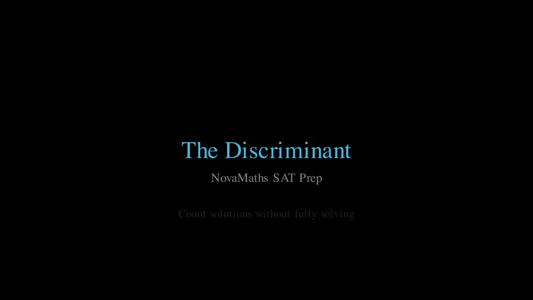On the SAT, quadratic questions often ask how many real solutions an equation has, not what those solutions are. The discriminant is the fast way to answer that question without wasting time on the quadratic formula. If you learn one number from this video, learn how to compute it correctly every single time.